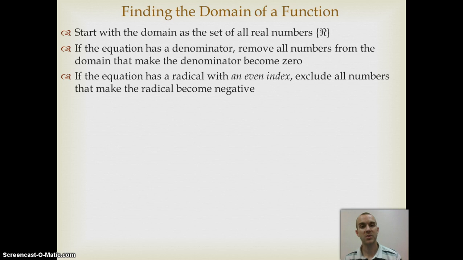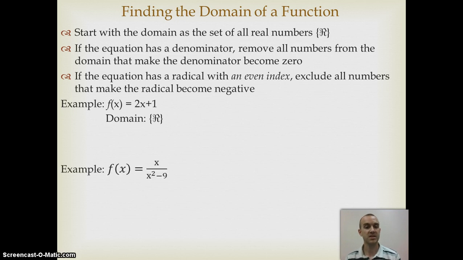Also, if I have radicals with an even index, so 2, 4, 6, 8, etc., I want to take that interior and set it to be greater than or equal to 0 because I can't have a negative inside the radical of an even index. So let's look here. I've got f of x equals 2x plus 1. Well, I can plug in any x value and that will give me a corresponding y value. So this domain is all real numbers. There's no special thing happening here.